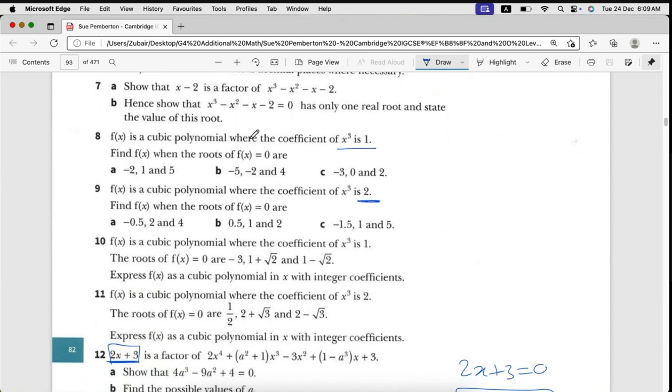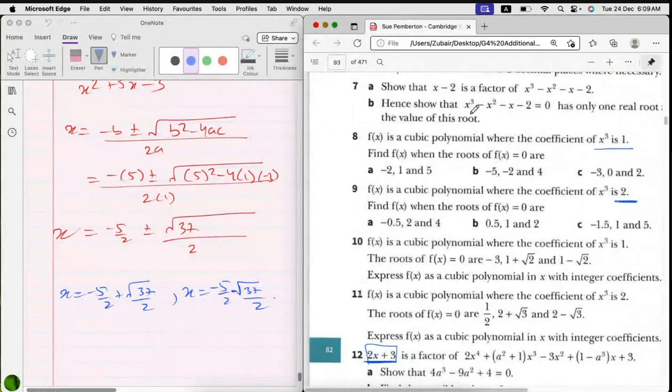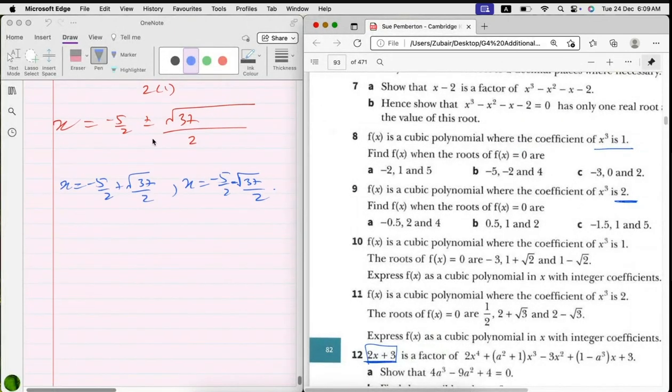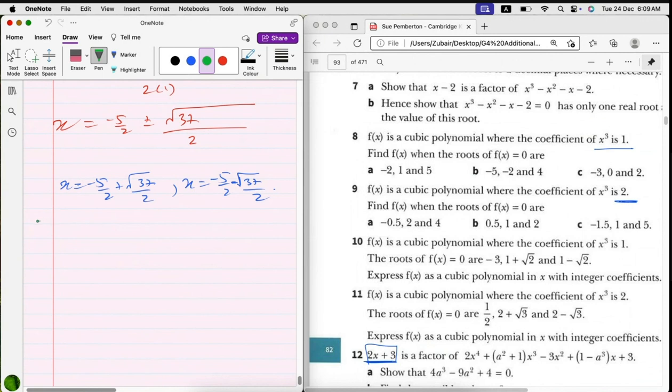Question number 7 says show that x minus 2 is a factor of this, and hence show that this has only one real root and state the value of this root. Let's try question 7. Do you understand the word root? Yes.